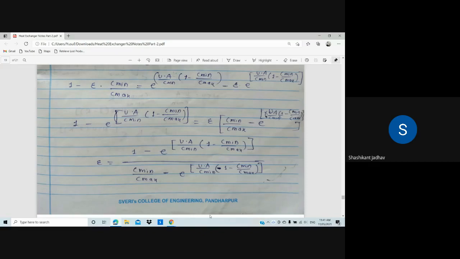Okay, and by the simplification we get the value for the effectiveness, that is epsilon is equal to 1 minus e raised to U into A divided by C minimum into bracket 1 minus C minimum upon C max, divided by C minimum upon C maximum minus e raised to U into A divided by C minimum into bracket 1 minus C minimum upon C maximum. Okay, so all of you write down these three equations, do the simplification by yourself and write down the equation for the effectiveness. In 2 minutes we have to complete these three equations.